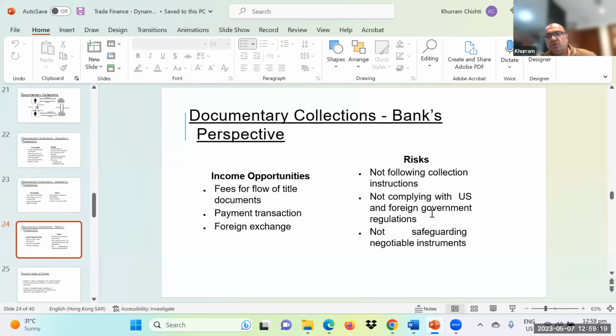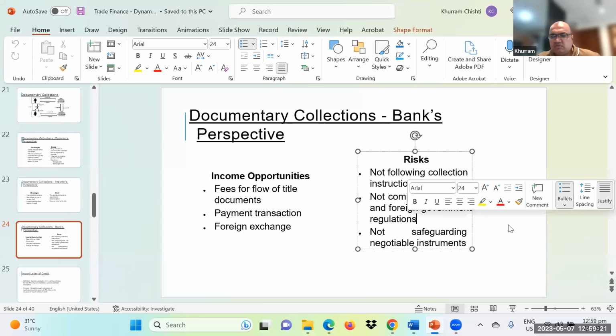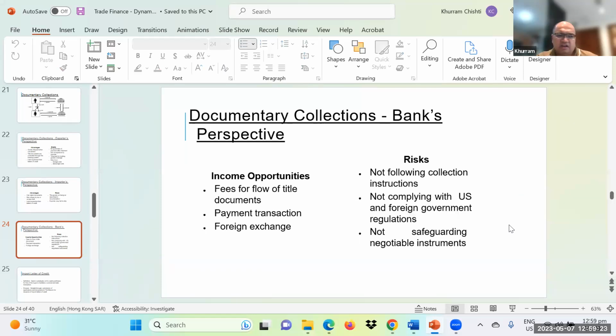Second is not complying with US and foreign government regulations. Sanctions are highly critical for a bank, particularly in a trade transaction. Sanctions from where the goods are originating, the type of goods, the vessel, the flag of the vessel. Like for example, at a certain time in the past, in the UAE, we did not have trade with the vessels of certain countries. So you have to comply with the sanctions.